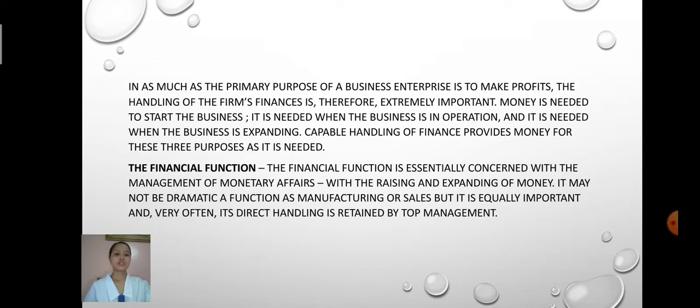The financial function. The financial function is essentially concerned with the management of monetary affairs, with the raising and expanding of money. It may not be as dramatic a function as manufacturing or sales, but it is equally important, and very often its direct handling is retained by top management.